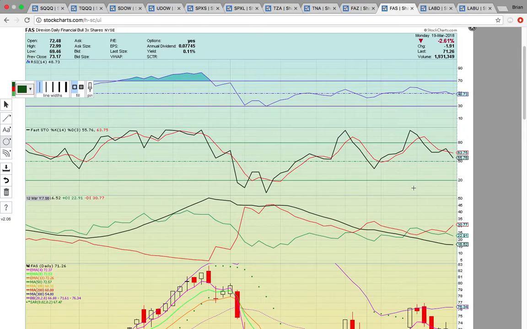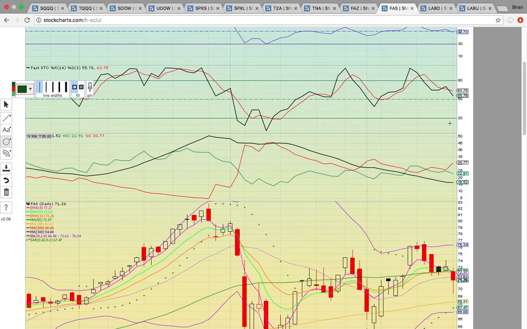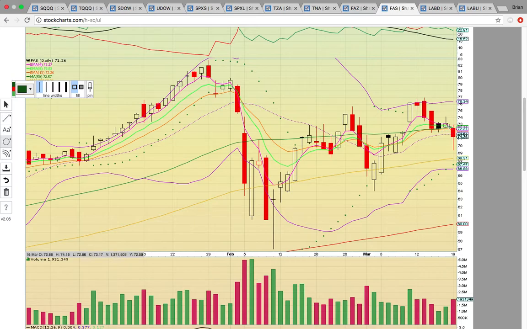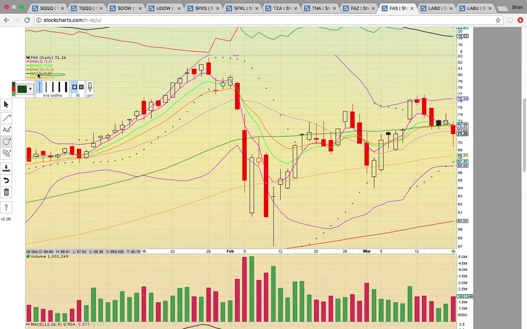Okay, let's look at FAS. This is the financial bull 3 times, and so as you can see here, the bull is below the middle Bollinger Band and the 50-day simple moving average, and so it needs to get above both levels. If the 50-day simple moving average at 72.57 turns into resistance, that's going to be a major red flag. And if the middle Bollinger Band turns into resistance, it could start a new downtrend.